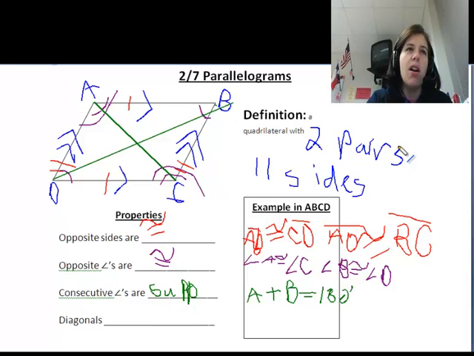And the thing that's interesting about the diagonals, and you can probably kind of tell why, looking with all those markings that are the same, it has to do with the fact that we've got congruent triangles in there. But our diagonals are going to bisect each other. Well, let's go ahead and write that down first.